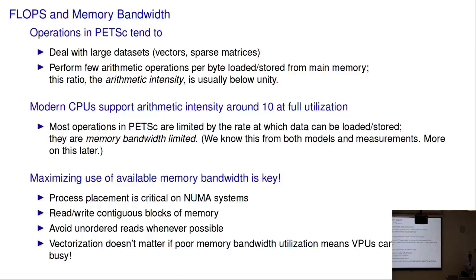So I'm going to talk a lot about process placement. This is very critical on the non-uniform memory access systems that are becoming more and more common. And then there are also things we hear anytime you go to a class on optimizing your code: contiguous blocks of memory, avoid unordered reads. These things have been true for a long time, but they're increasingly important now that we're really starved for memory bandwidth. And again, I'll point out that vectorization doesn't matter if poor memory bandwidth utilization makes your VPUs just sit idle waiting.